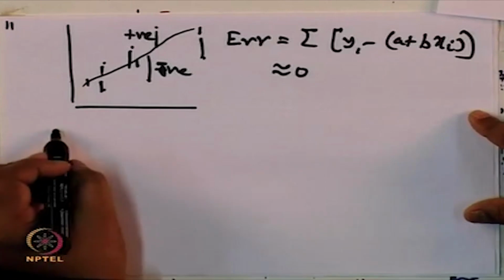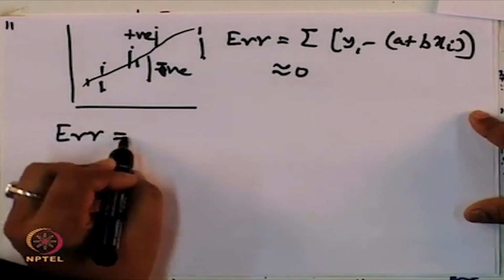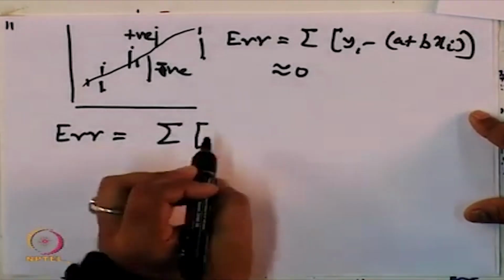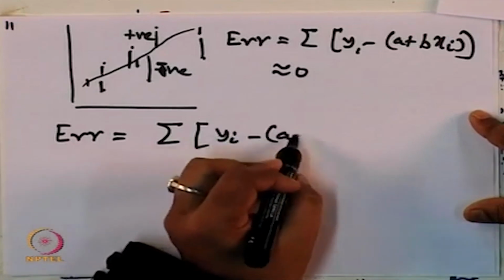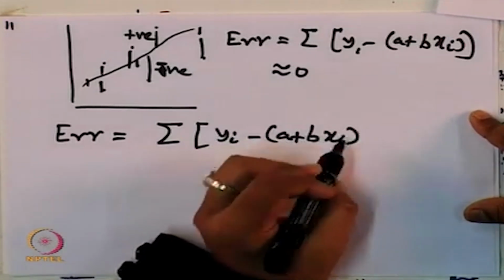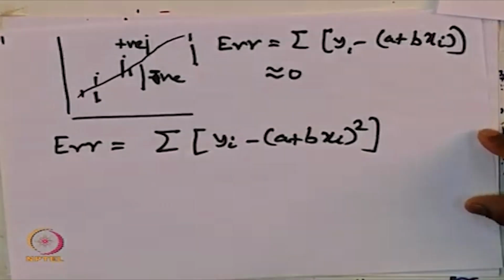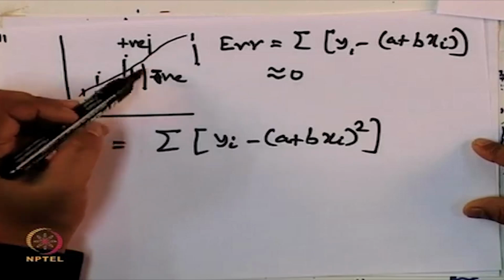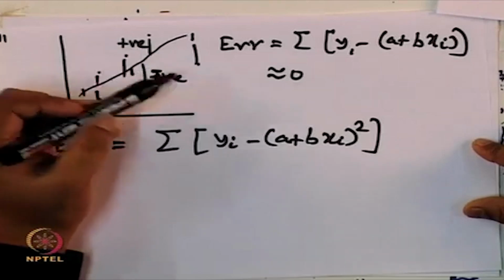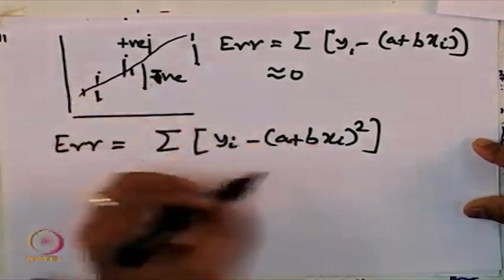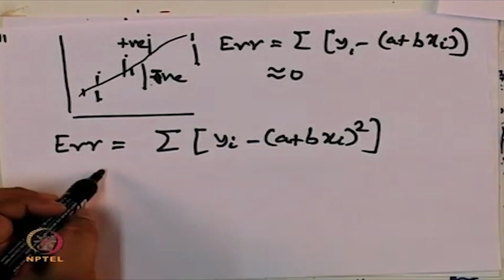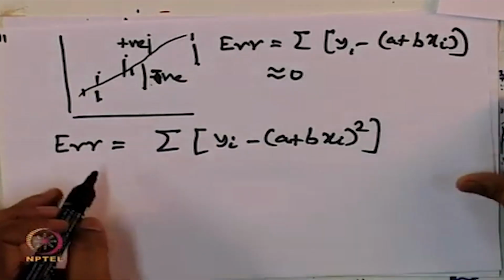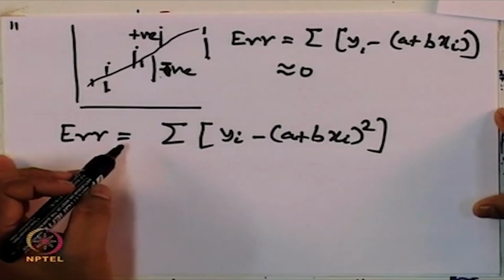Okay. So, what we need to minimize is this particular function error given by the summation of the squares of yi minus (a plus bxi). So, I take the square, which means that whether it is positive or negative, when I take the square, it contributes to the error. Okay. So, I want to minimize this function. How do I go about minimizing this function?